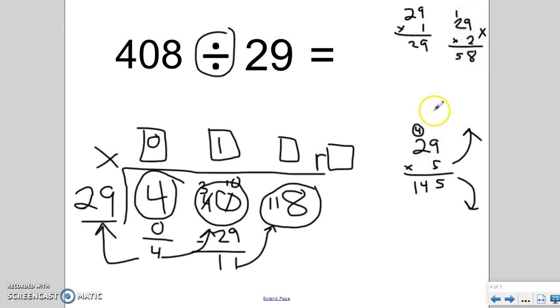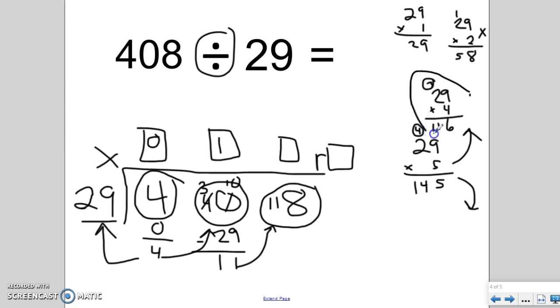So I'm going to try 29 times 4. And I'm just going to see where that gets me. And I'm going to try and be relatively organized here. 4 times 9 is 36. Carry the 3. 4 times 2 is 8, plus 3 is 11.